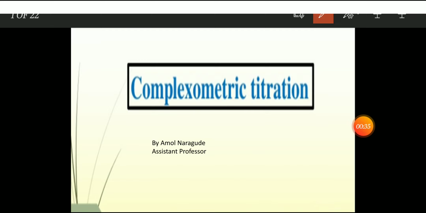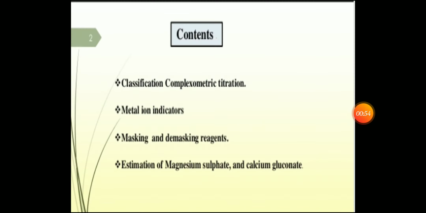तो हम आज देखेंगे कॉम्प्लेक्सोमेट्रिक टाइट्रेशन, व्हाट इज मीन बाय कॉम्प्लेक्सोमेट्रिक टाइट्रेशन, देन टाइप्स ऑफ कॉम्प्लेक्सोमेट्रिक टाइट्रेशंस, then indicators which are used in this titration. One by one we will see that. So first of all, these are the contents we will see: classification of complexometric titration, then metal ions indicators, masking and demasking agents, and the estimations part.